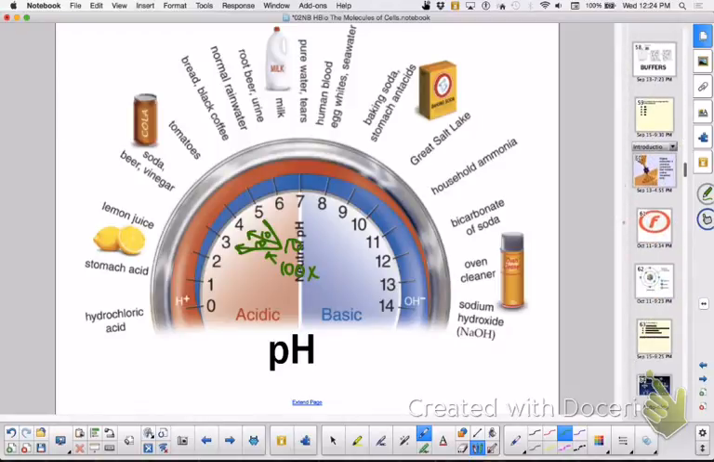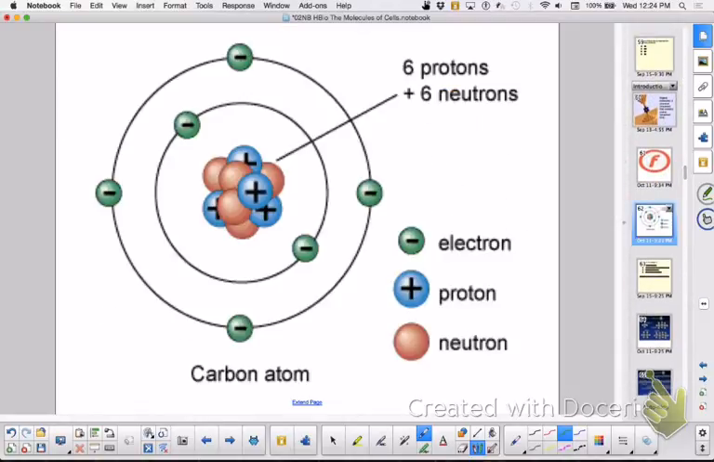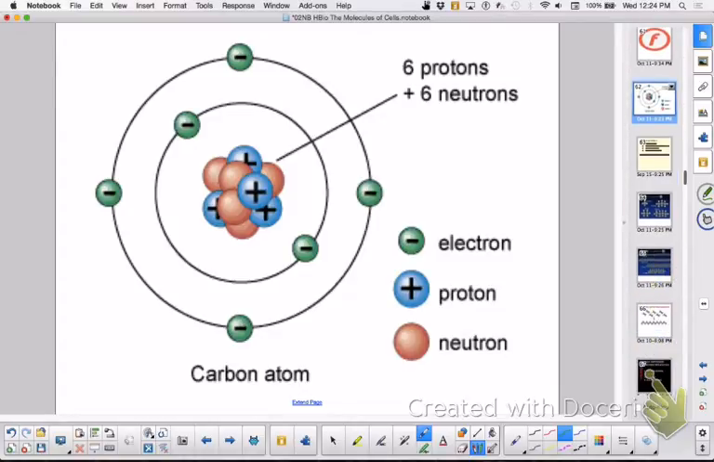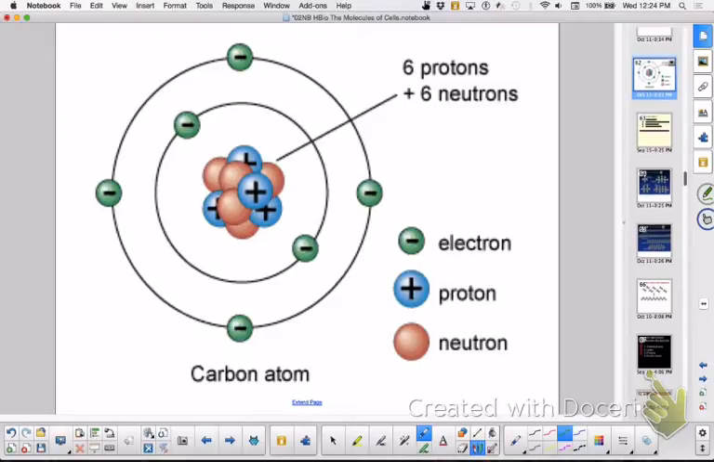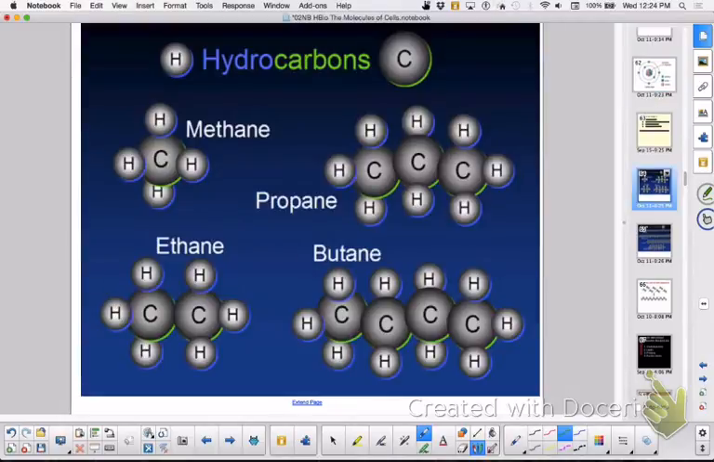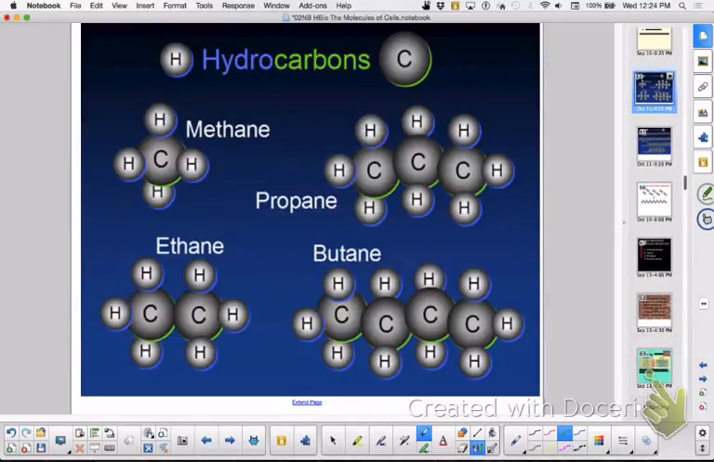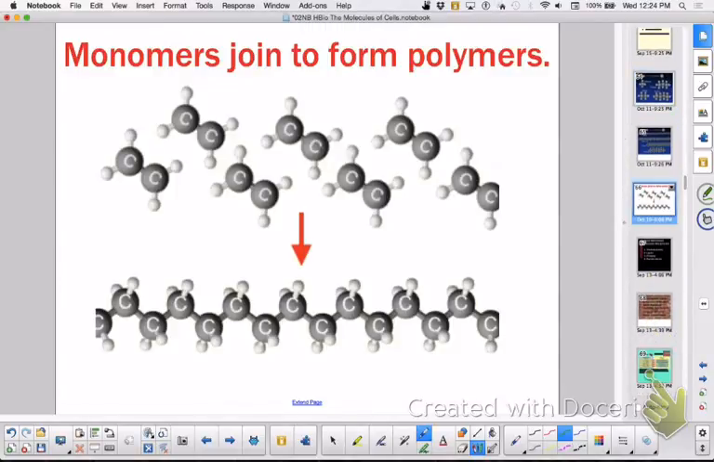Okay? We talked about carbon. How many bonds does it like to make? 4. Okay? We talked about that because 2 come 4, right? Okay. We talked about hydrocarbons, which are primarily carbon and hydrogen. We talked about how monomers build polymers. And when you see the word macromolecule, that would be another way of saying a polymer. Okay? Macromolecule is just a large molecule.